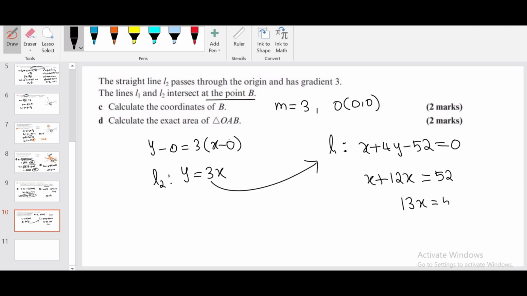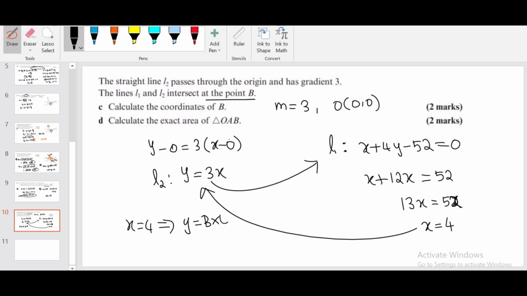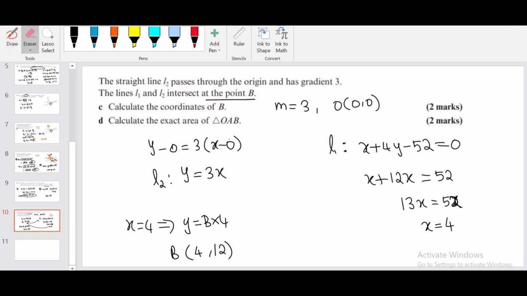13x is 52. X is equal to 52 over 13, which is 4. So x is 4. Sub in back here. So when x is 4, y is equal to 3 times 4, 12. So the point B is 4, 12. We got the point of intersection already.